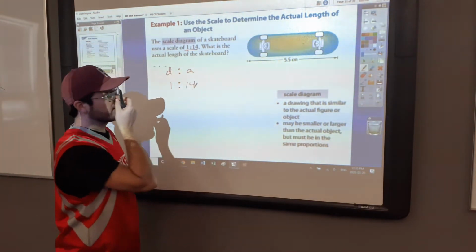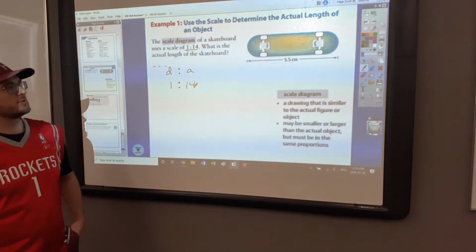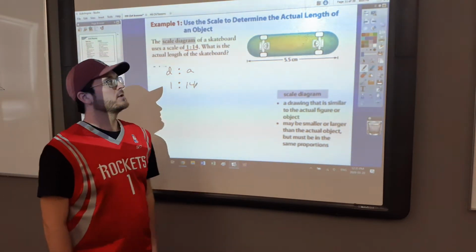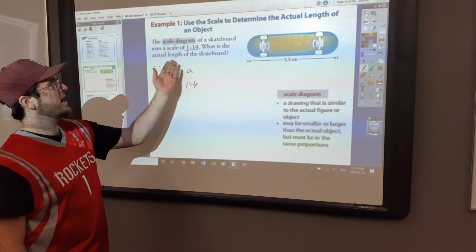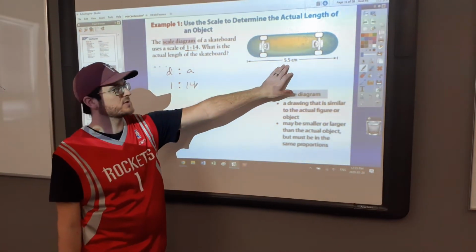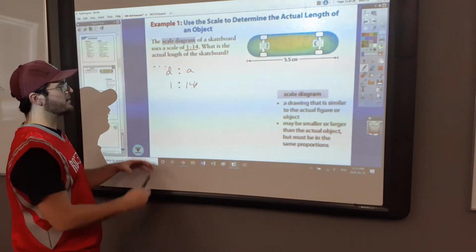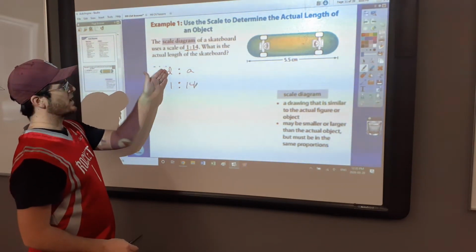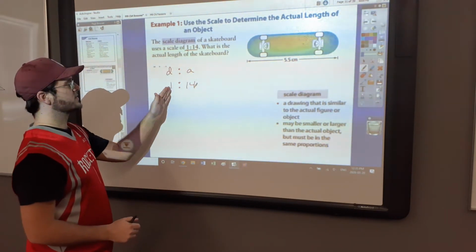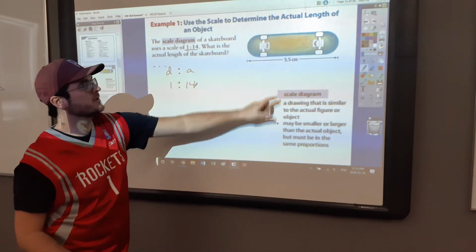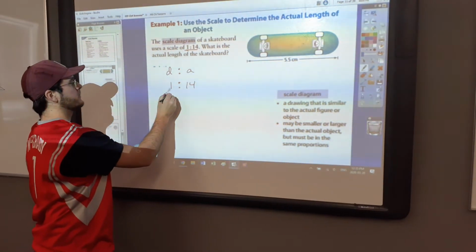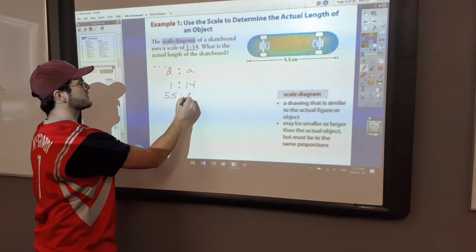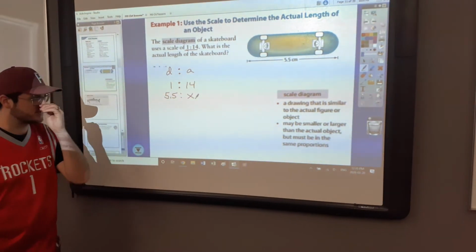Okay, so the types of questions you'll have to do are just like this, where they give you the length of the skateboard. So what is the actual length of the skateboard? Well, on the picture, it's telling us it's 5.5. So the reason I label this is so that you keep it straight. Diagram to actual. So if this is diagram to actual, what am I given here? Well, it's the diagram, 5.5. And so actual, that's going to be my missing variable.